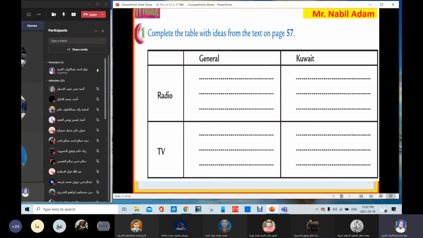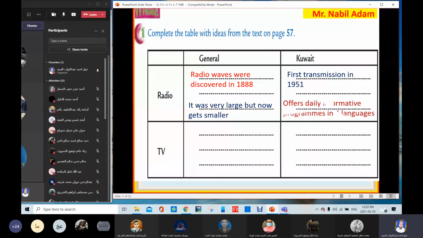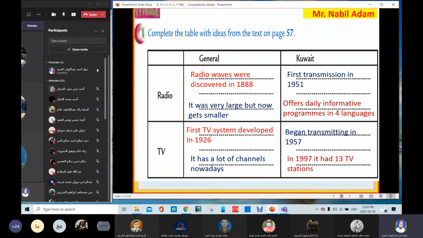Again, let's add more information about the radio and TV in Kuwait and in general. The radio waves were discovered in 1881 by Marconi, and the radio was very large, but now it gets smaller after the use of transistors. In Kuwait, the first transmission was in 1951, and Kuwait's radio offers daily informative programs in four foreign languages. The first TV system was developed in 1926 by John Logie Baird, and nowadays it has a lot of channels because of satellites and TV cable systems. The TV began transmitting in Kuwait in 1957, and in 1997 it had 13 TV channels.